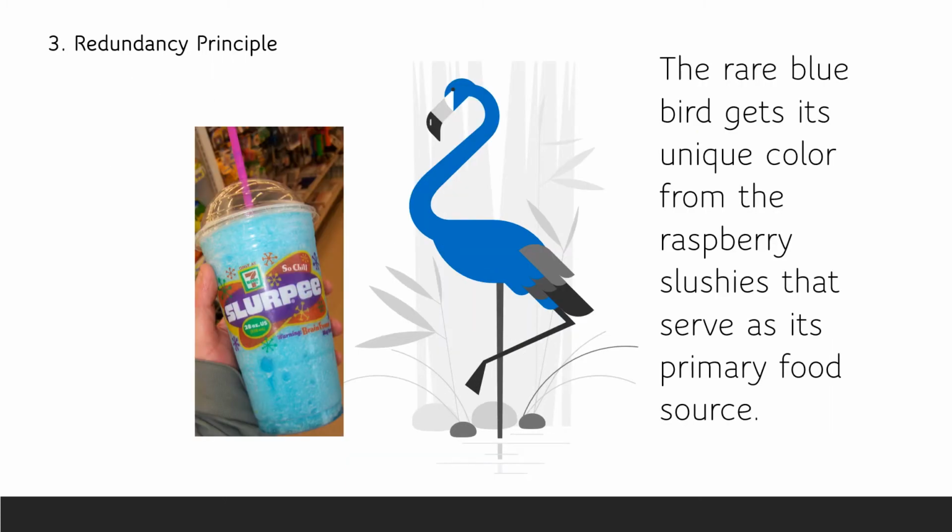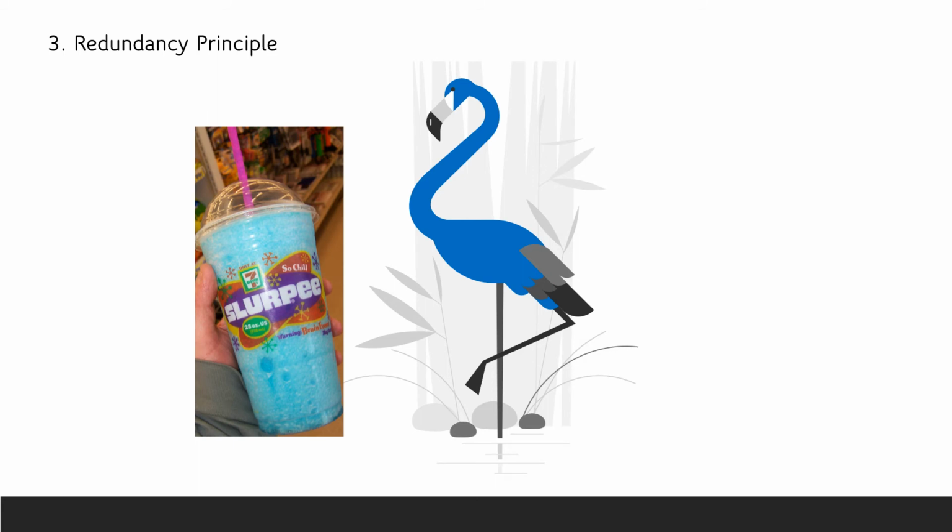The redundancy principle states that there is no need to provide narration and text along with your graphics. In this case, we can simply speak to the fact that this rare bluebird gets its unique color from the raspberry slushies that are its primary food source. There's no need to include the text as well.